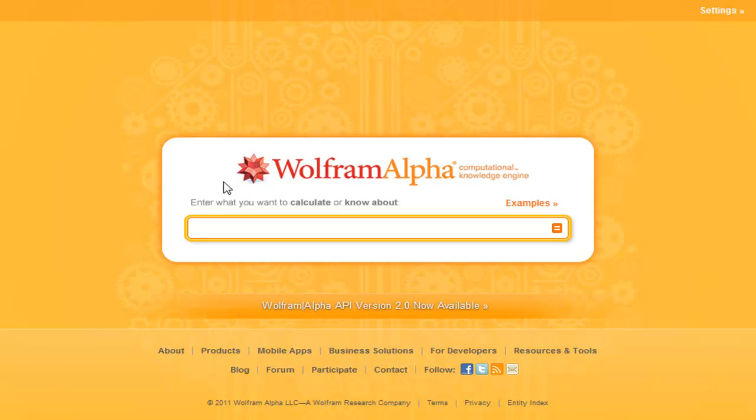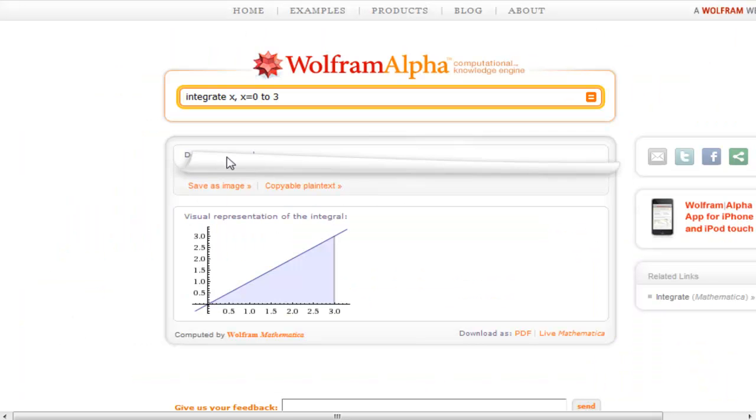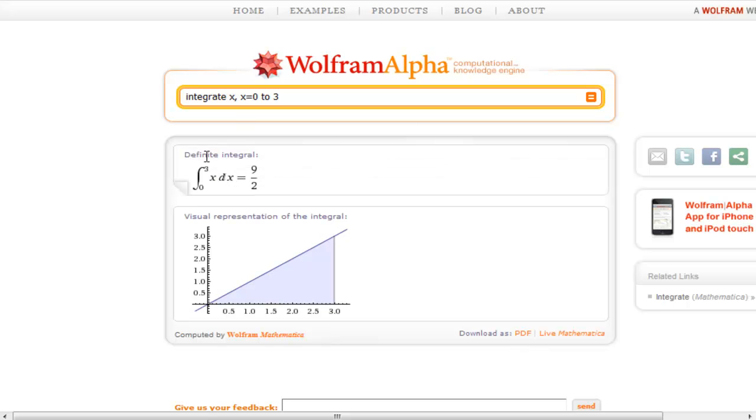Okay, so let's say I tell Wolfram Alpha to integrate the function x from x equals 0 to 3. First thing I'm going to note is this symbol here. I have an elongated S, and what that means is that the integral is some kind of sum. It's a way to sum up an infinite number of things where each thing has an infinitesimal thickness.